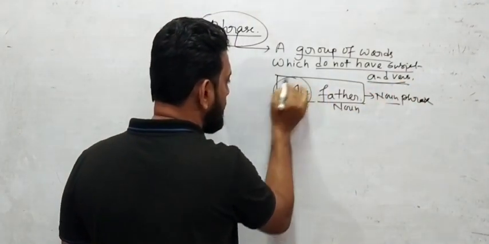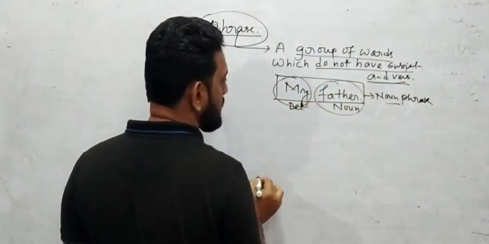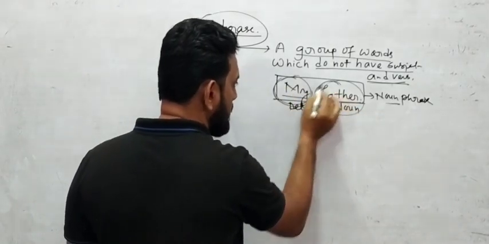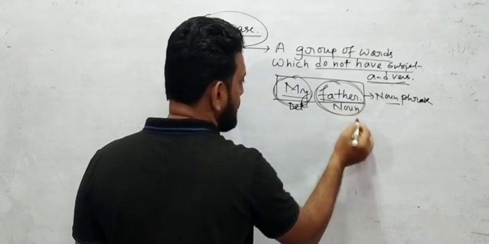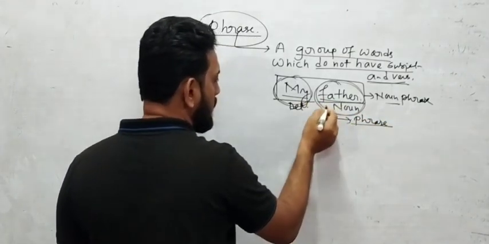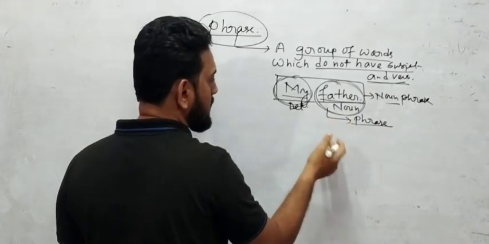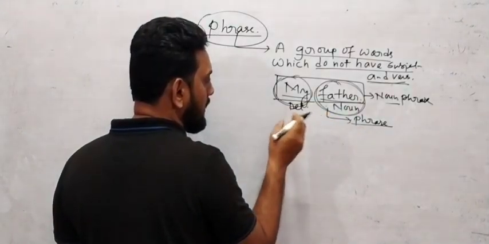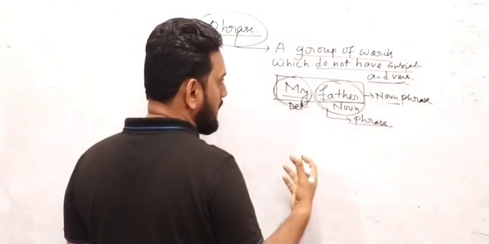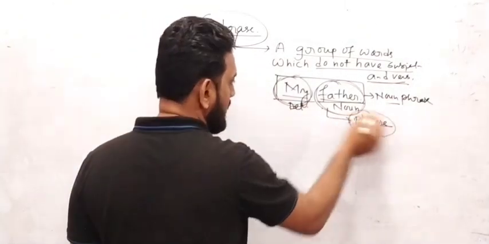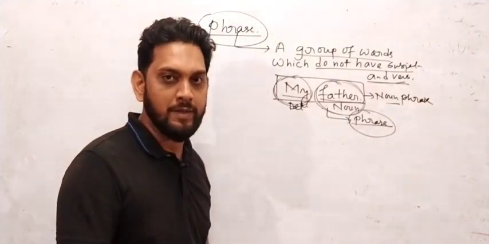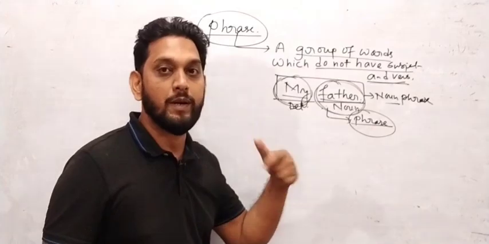Here I have written my, and another word is father. So how many words are there? My and father, and both words make a phrase. Because it does not contain any subject and verb, you cannot understand my father. Only this is written over here, my father. So you cannot get any subject and also the verb. So you can only say it's a phrase. Later on you can understand what kind of phrase it is. But first of all, we have to understand what a phrase is.